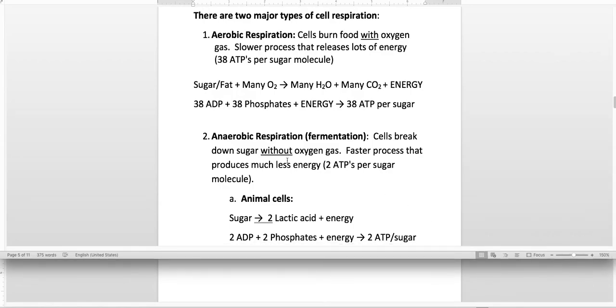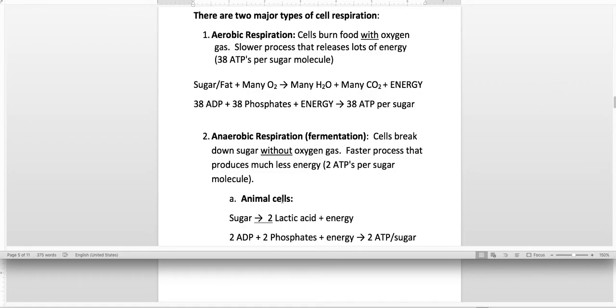So the way cells do fermentation or anaerobic respiration is different depending on whether the cell is an animal cell or a plant cell or a fungus cell. Different kinds of cells do anaerobic respiration differently. All cells pretty much do aerobic respiration the same. But anaerobic respiration is done differently in different critters.